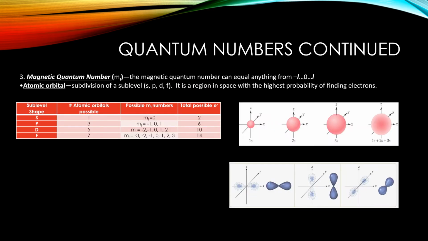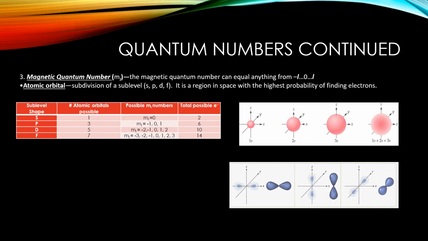So now we get to the magnetic quantum number. When we look at the magnetic quantum number, that can be anything that ranges from a negative L to a positive L for that angular momentum quantum number. And this is going to basically tell us how many atomic orbitals there are within that particular sublevel. So this will tell us how many different regions of space have a probability for finding an electron.